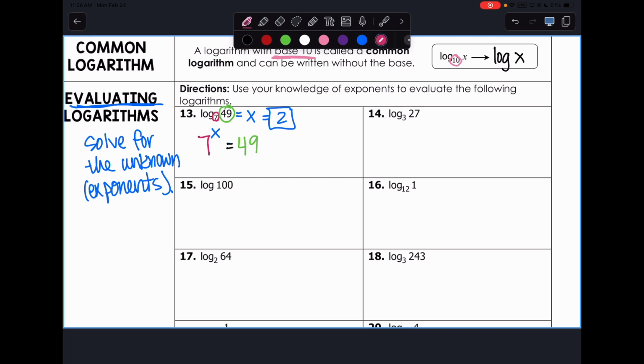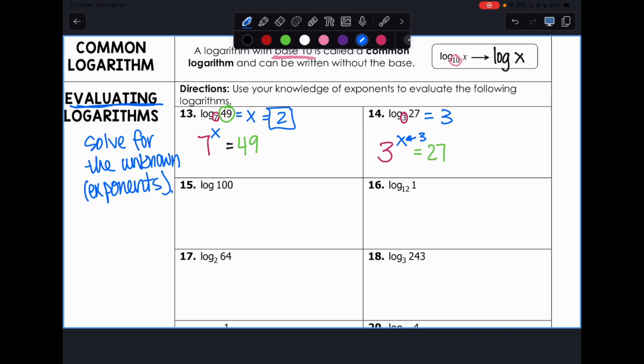Here we go. What's my base to this exponential form for the log? 3. 3 to what power will make it true to equal 27? 3. 3 to the third power is equal to 27. So this equals 3. Does that make sense? How we doing? Let me know if I'm moving too fast. Am I still fast? Okay, we're okay.